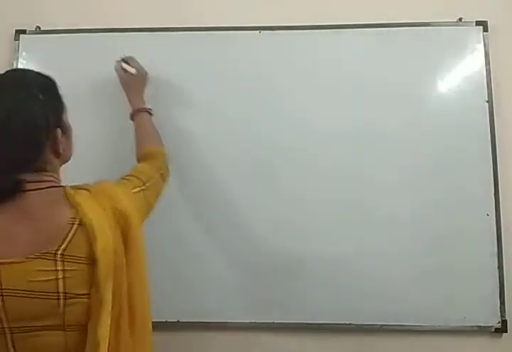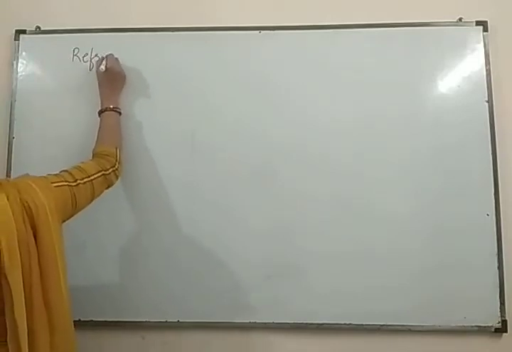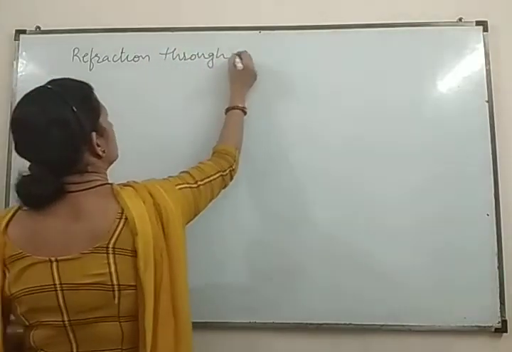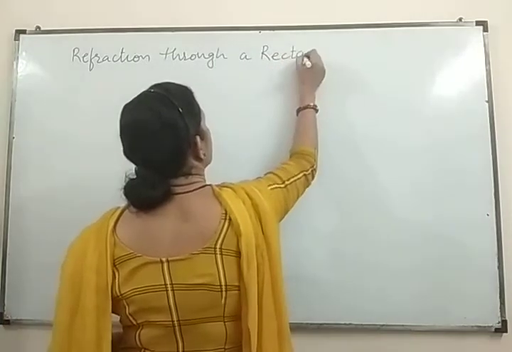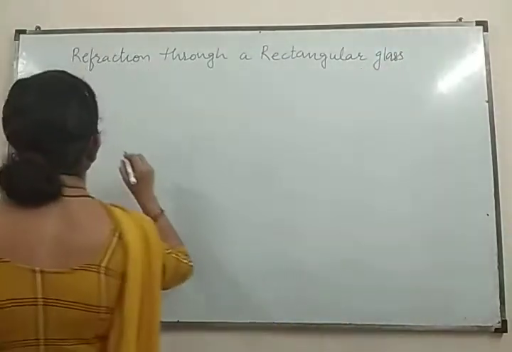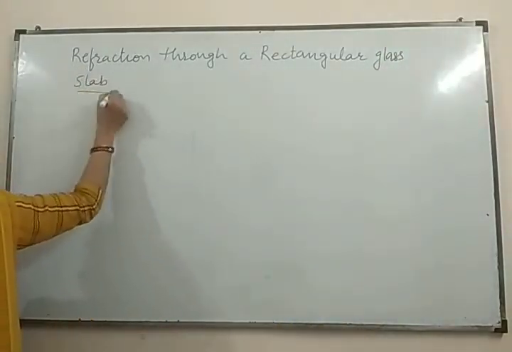Now let us discuss the refraction of light in a glass slab, because the refraction in a prism is related to some extent to the glass slab. So first I will tell you the refraction through the glass slab. Refraction through a rectangular glass slab. You can note down rectangular glass slab.